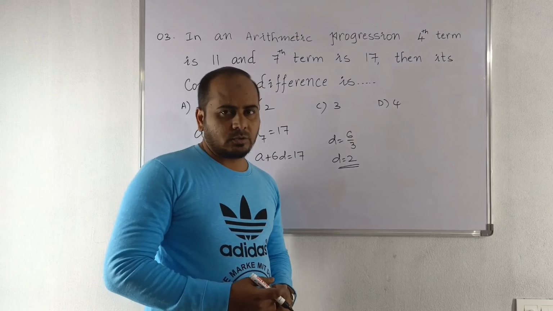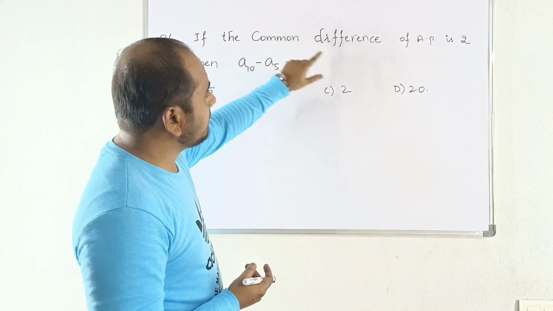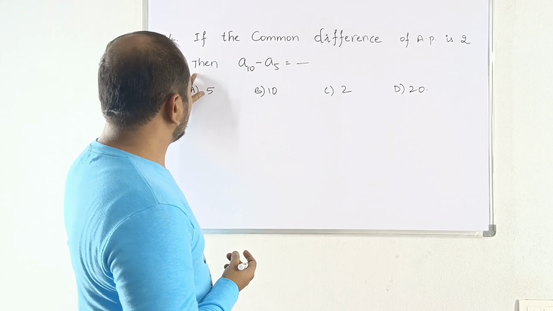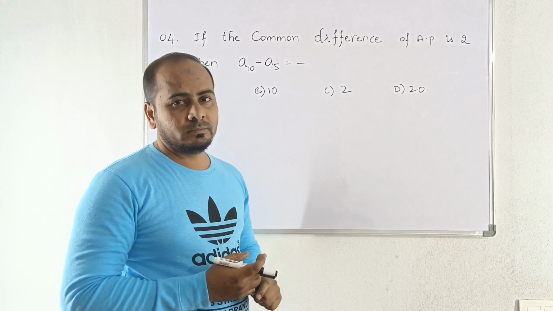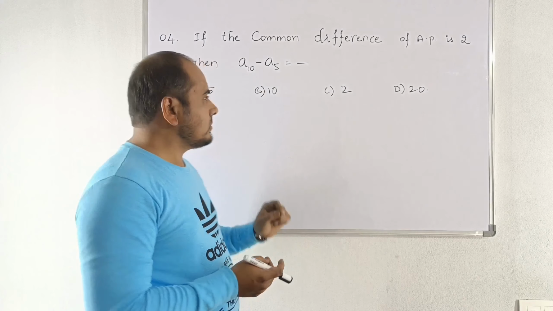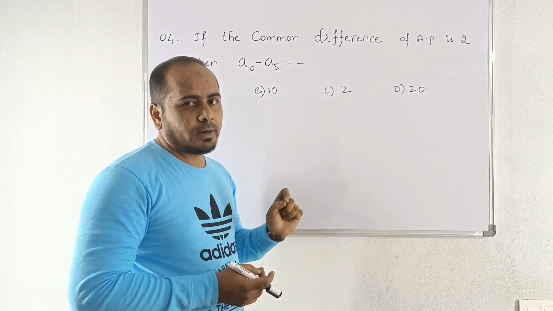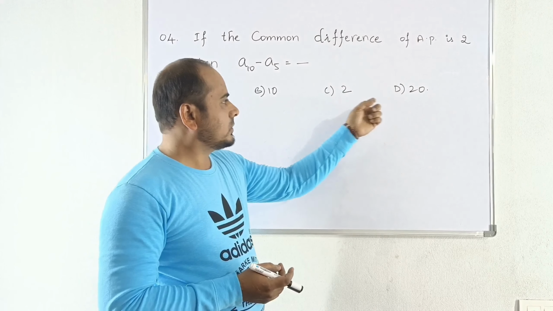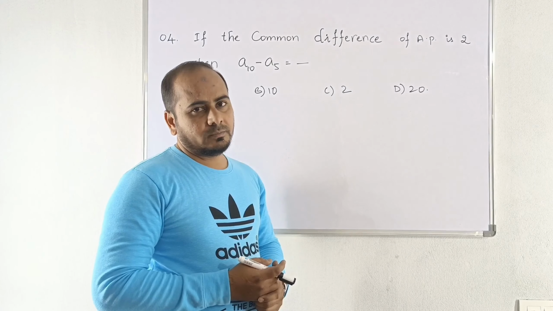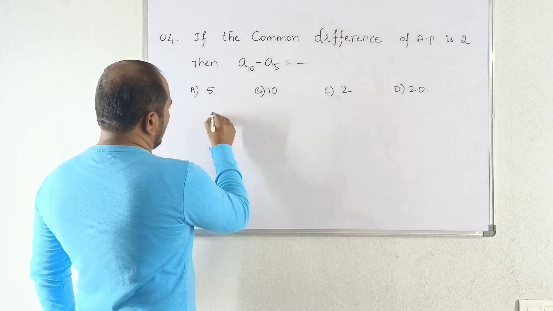Now come to the fourth question. If the common difference of an AP is 2, then what is the value of A10 minus A5? It means we need to find the difference between the 10th term and the 5th term, my dear. The options given are 5, 10, 2 and 20. Let us do the problem.